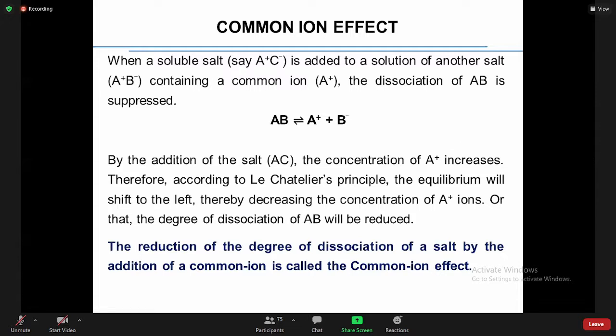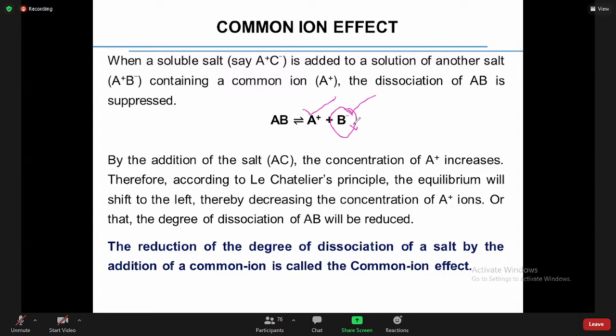So the presence of any ion in an aqueous solution or any other solution, due to the higher concentration of that ion, the dissociation will be hampered, right? Dissociation will be hampered, and that's how the dissociation will be reduced.